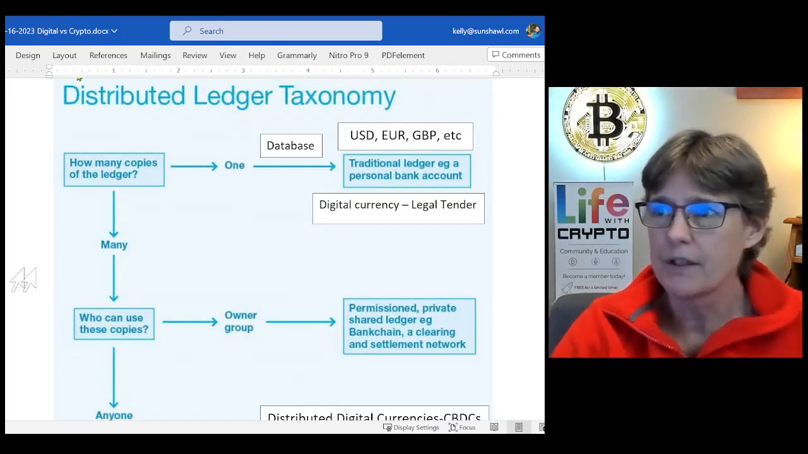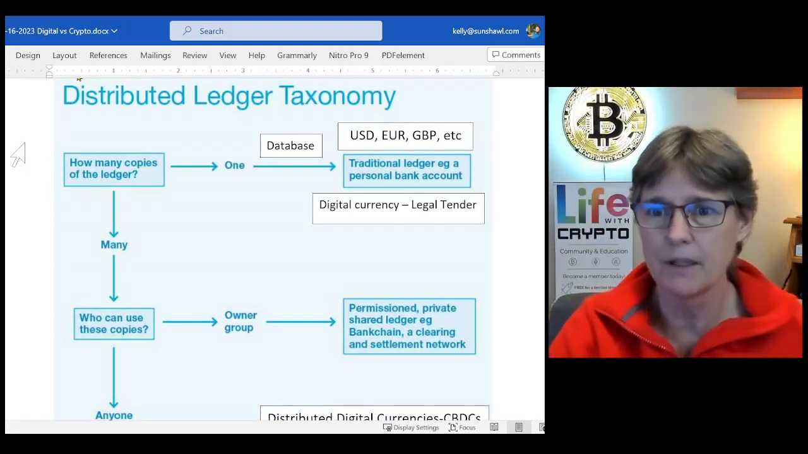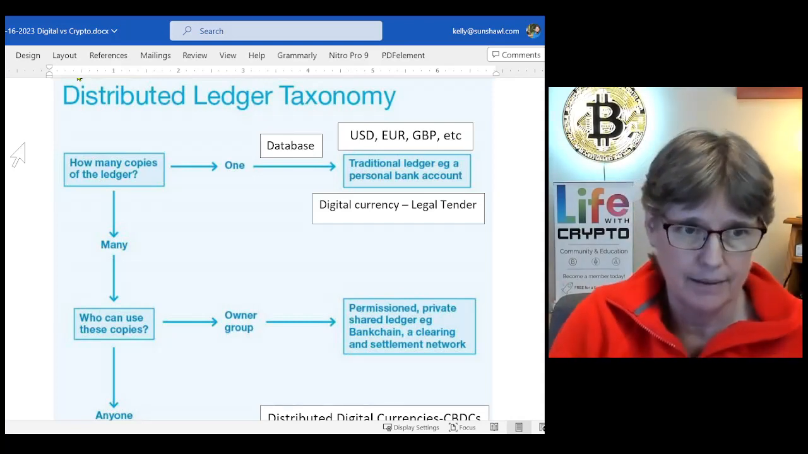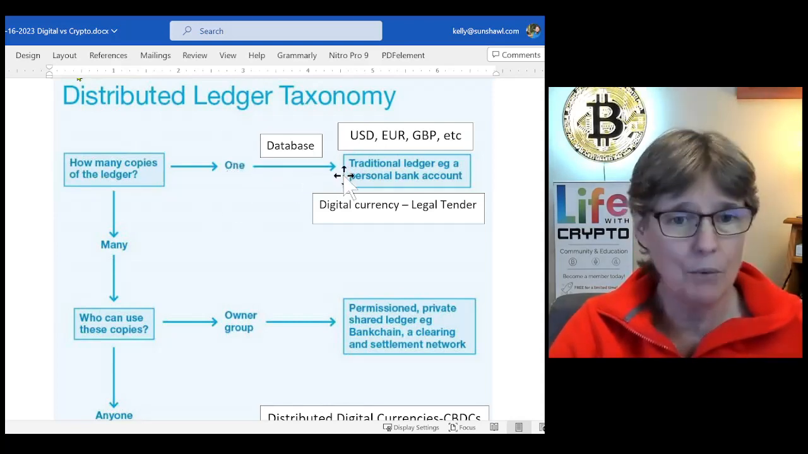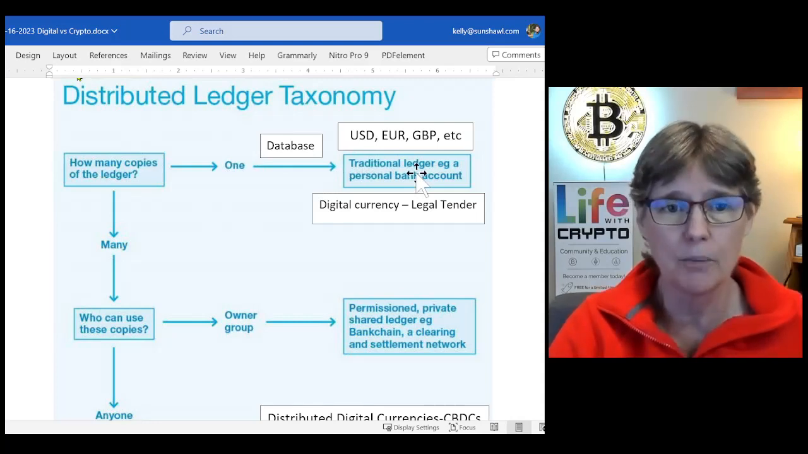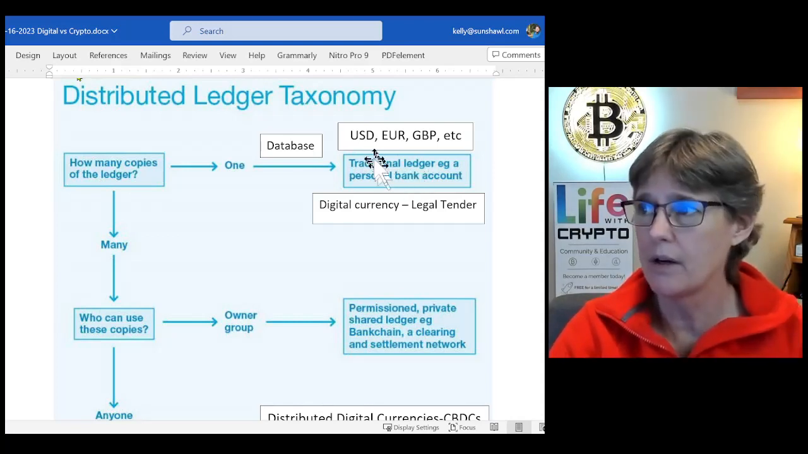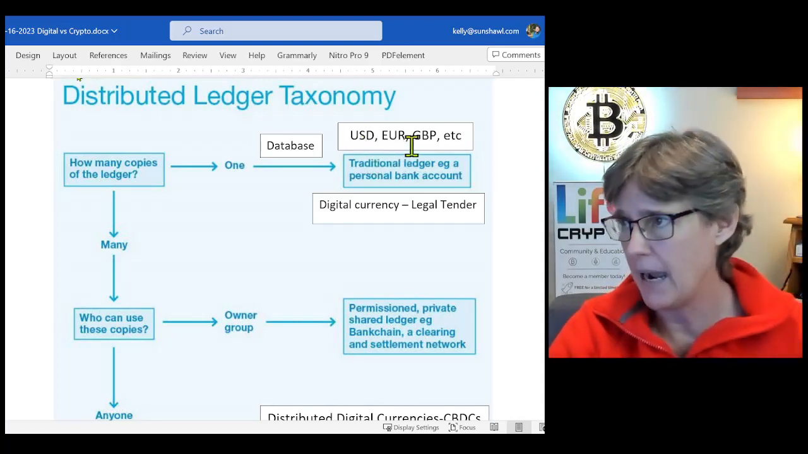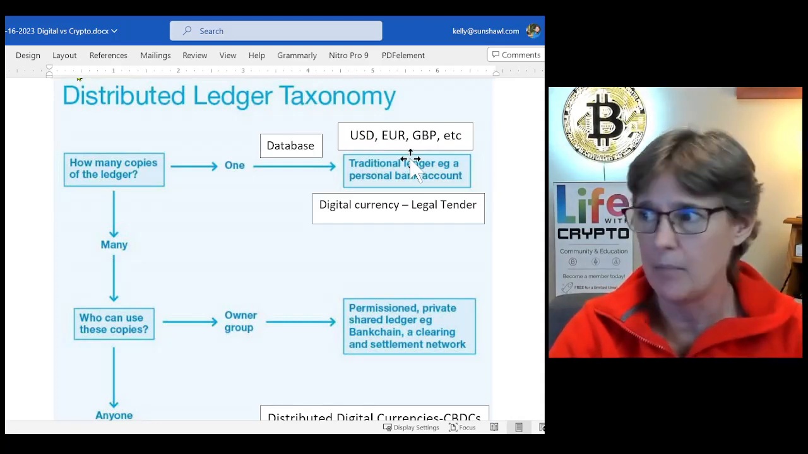It starts out at the top with, and this is a great flow chart, how many copies of the ledger are there to start with? Remember, the ledger is like the distributed database. If there's only one copy, then that would be synonymous with your bank account at your bank. There's only one copy of the ledger. It's not shared amongst a whole bunch of nodes on the network. And that's where the USD, the digital version of USD, the euro, the pound, etc., around the world, all fiat currencies that are digital are a single layered database.